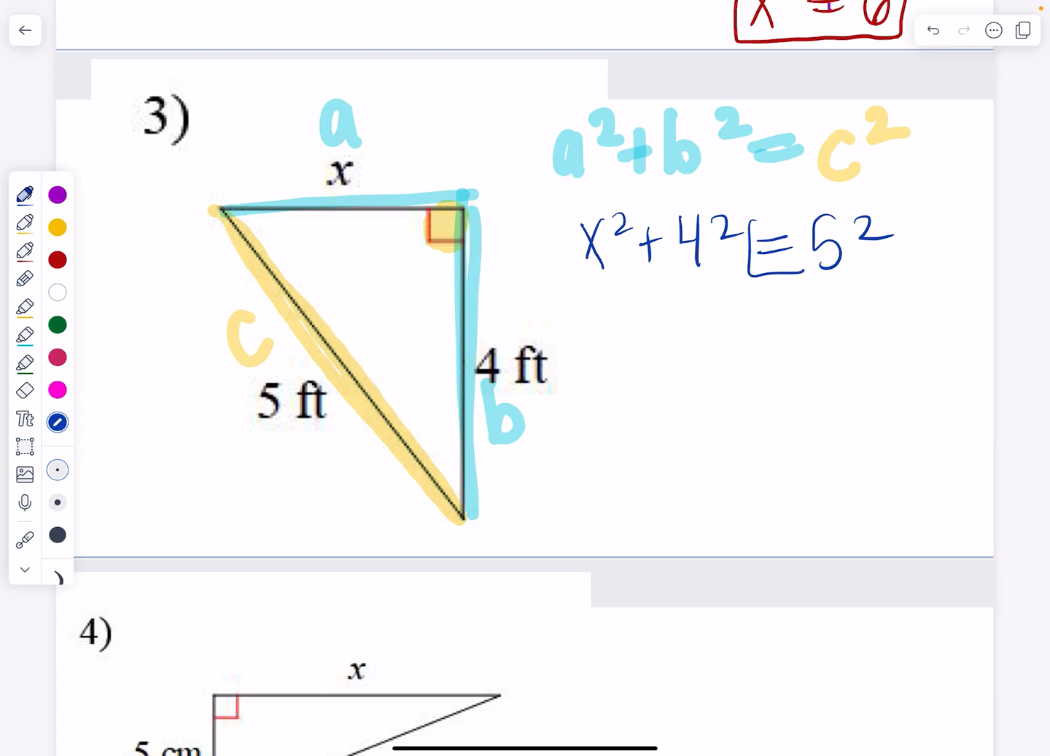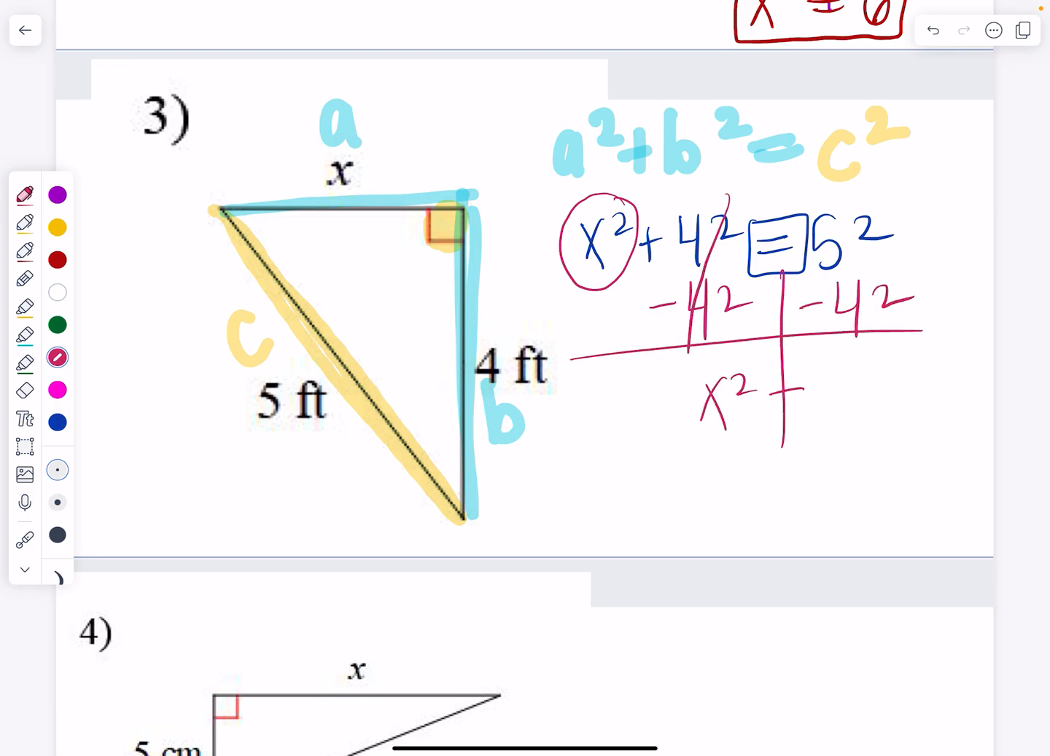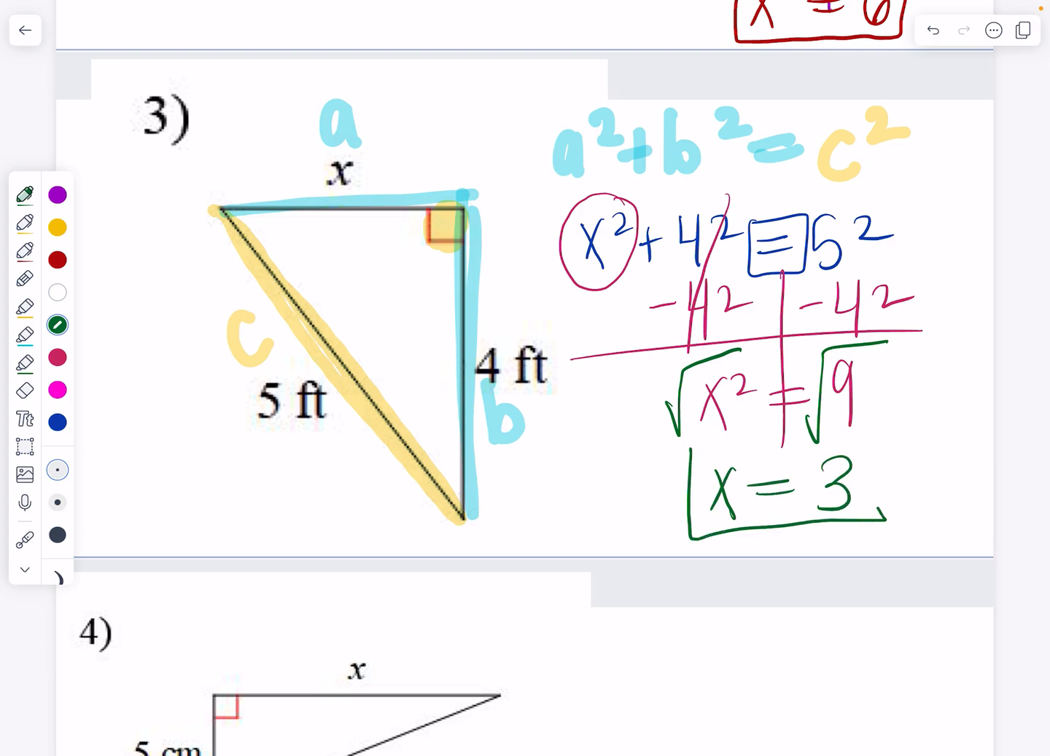I'm looking for a leg, and so to get x squared by itself, I'm going to subtract 4 squared from both sides of this equation, and I get that x squared is equal to 9. So if x squared is equal to 9 and we want to solve for x, we're going to take the square root of both sides because that is the inverse operation of squaring something. When you type that into your calculator, the square root of 9 is 3. Okay. Does that make sense as an answer? It does because 3 is in fact less than the hypotenuse of 5.